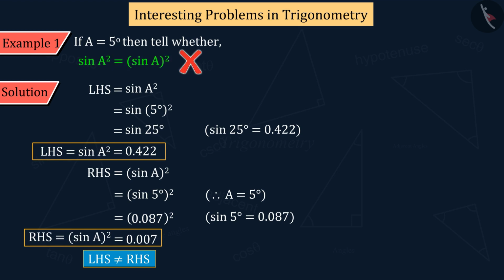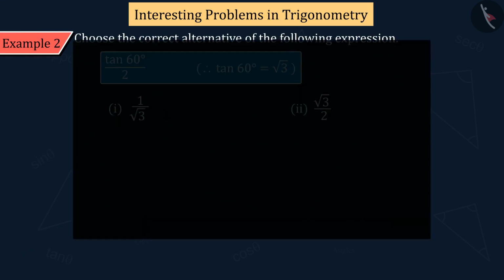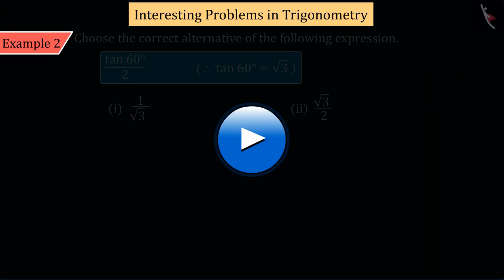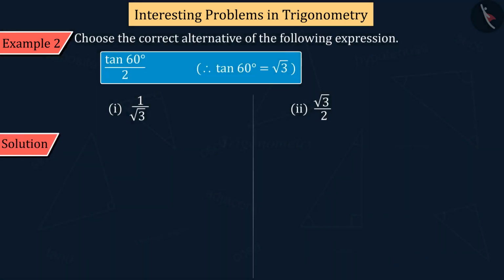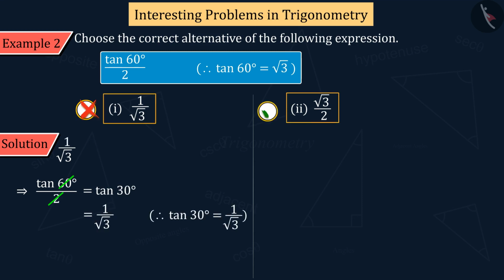Let us see one more example. Choose the correct alternative of the following expression. Pause the video to solve the question and then match your answer. If you have chosen the first option, then it is a good try, but this is the wrong answer. Here we are given tan 60 degrees in numerator and 2 in denominator. While solving this question, some children divide angle 60 by 2 and write the value of tan 30 degrees, which is the wrong answer. Here, option 2 is the right answer.